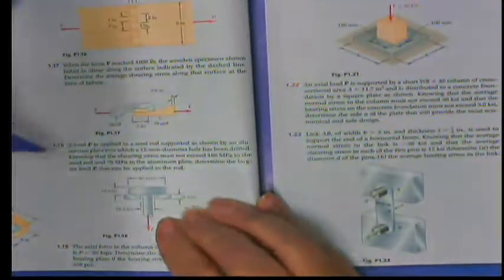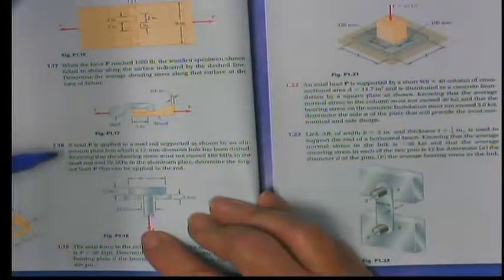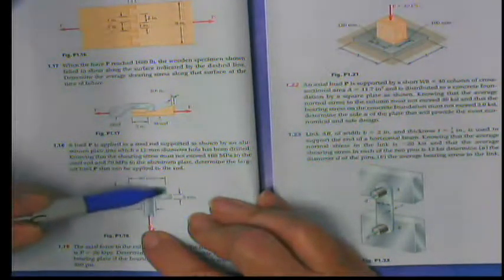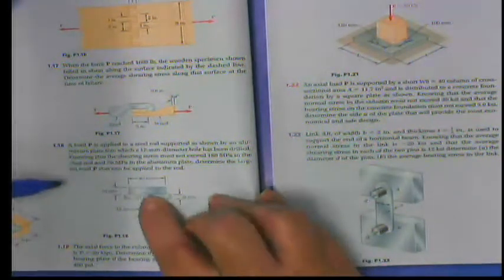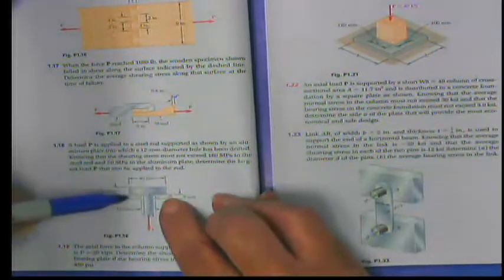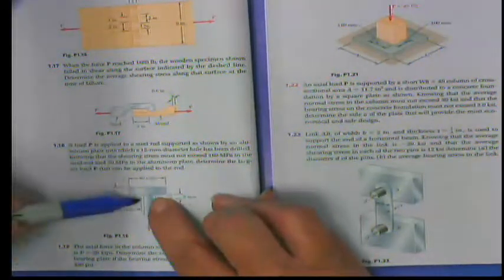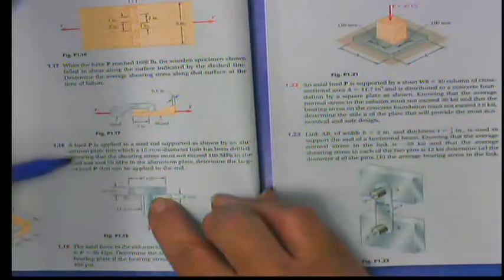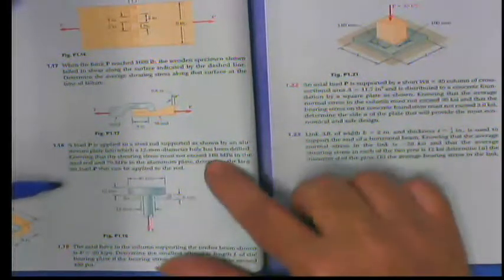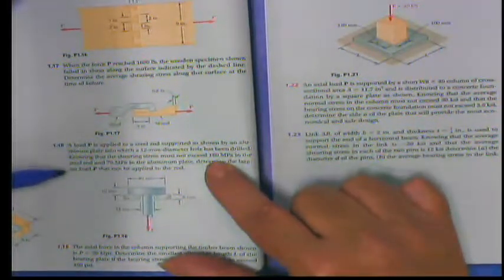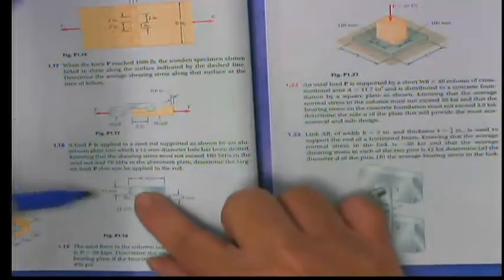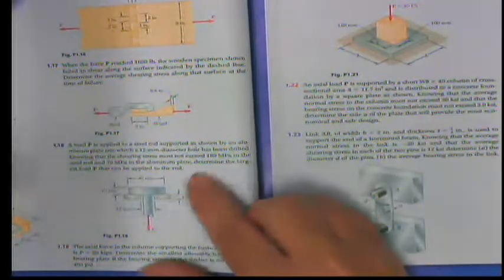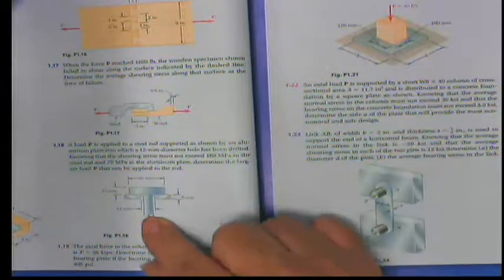The other problem, 118, we have a load P, so we're pulling down on this steel rod supported as shown by an aluminum plate. Here's my aluminum plate. We have a 12 millimeter diameter hole drilled into it. The shearing stress must not exceed 180 MPa on the steel rod. This is the rod, this is the plate, and 70 on the plate. Determine the largest load P that can be applied.